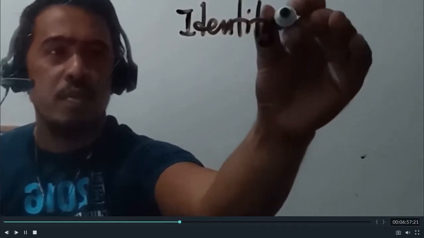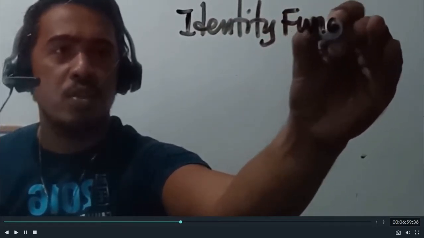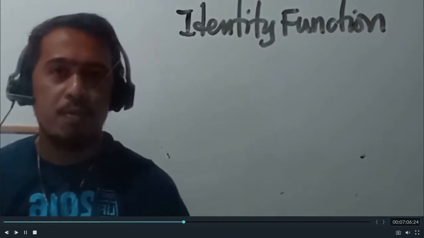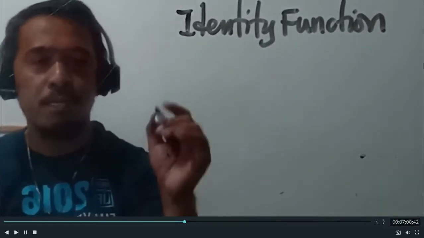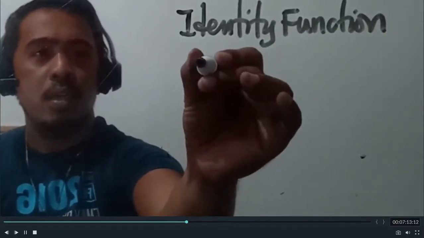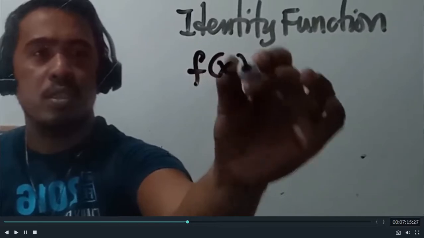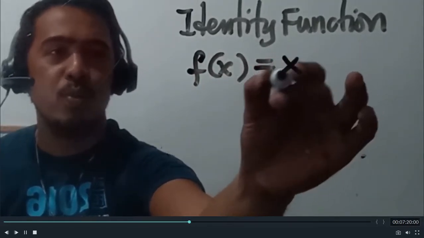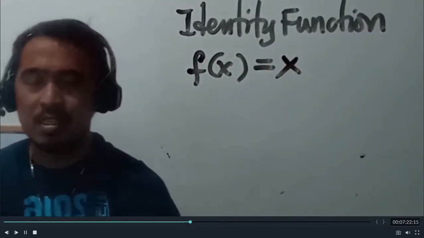The next function that we have is the identity function. The same as the constant function, the identity function is also a linear function. It means it can be written in the form f of x equal to ax plus b. And it is an identity function if the form is f of x equal to x, from the word identity, whatever is the input, the same is the output.